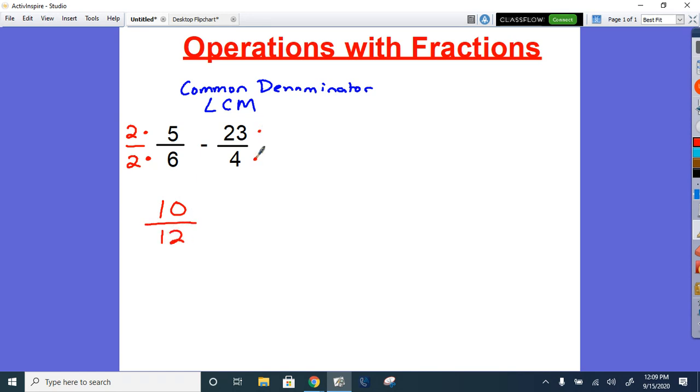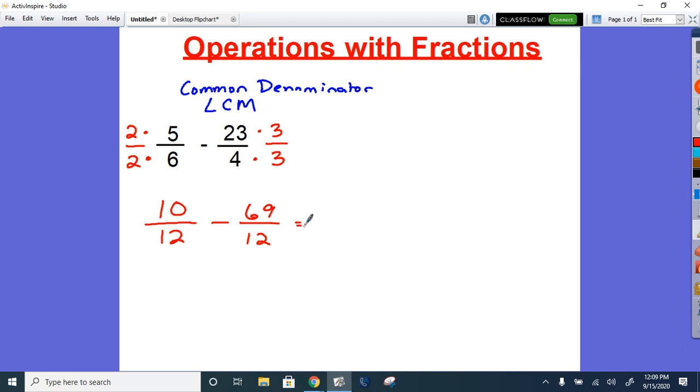Over here, I'm going to do the same process, but this time I'm multiplying that denominator by 3 and the numerator by 3. So again, it's the same problem. I'm just making it look a little bit different. Denominator is over 12, and then 23 times 3 is 69. I go from there, and now I subtract.